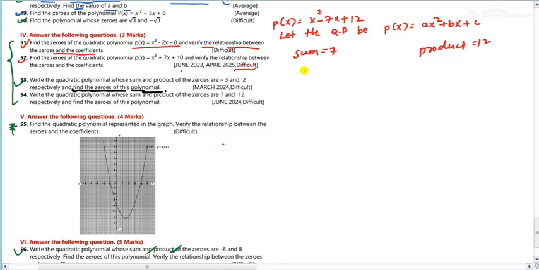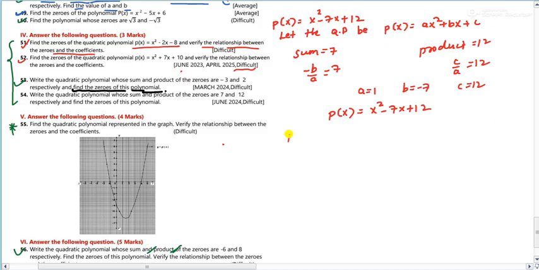Yeah, so sum, use the formula now. Minus b by a equals to 7. Product c by a equals to 12. So as per this, a is 1, b is minus 7 and c is 12. So our polynomial is x square minus 7x plus 12. Yeah, it's correct. So this is half of the solution.